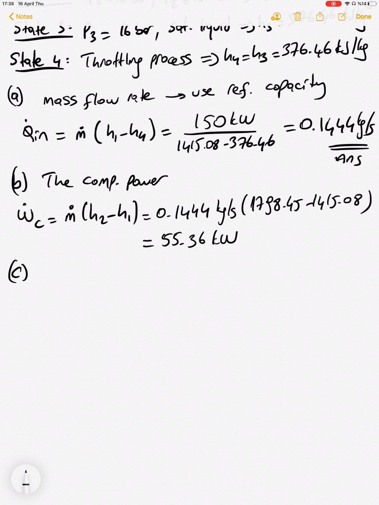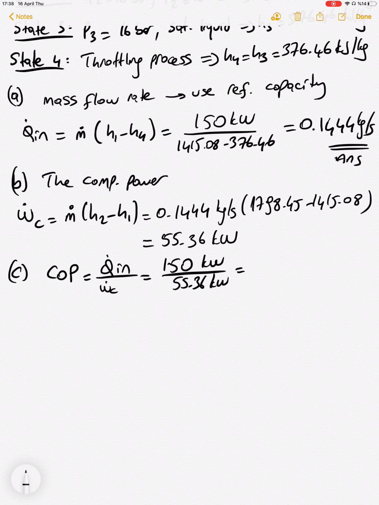So coefficient of performance is very obvious. Desired output, we want to refrigerate, but in return, we want to give some power to the compressor. So this is, as I said, coefficient of performance greater than 1. It is also better.